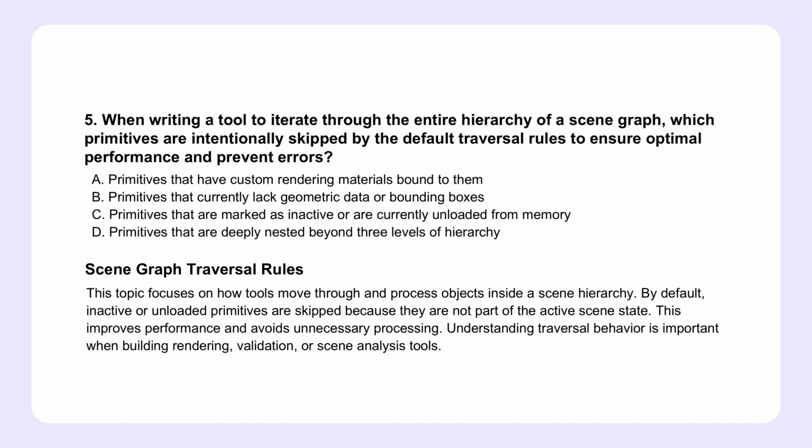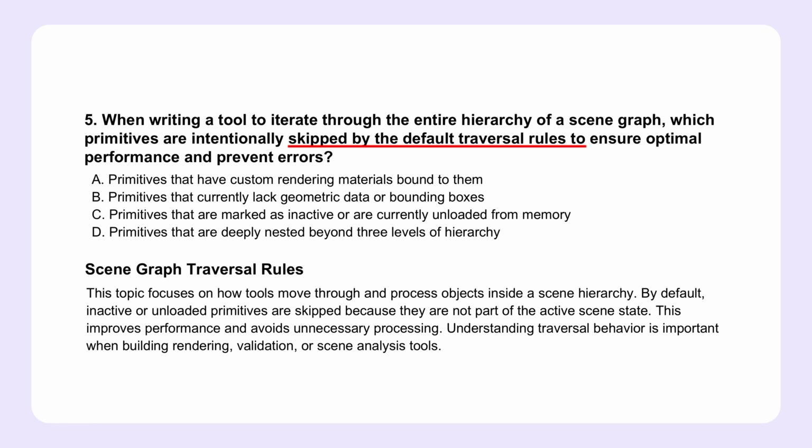Let's pivot slightly to navigation. Before we even get to flattening a scene, our software tools need to be able to navigate these massive hierarchies without freezing up. Right, which is no small feat. Definitely not. Question 5 explores traversal rules. When writing a tool to iterate through the entire hierarchy of a scene graph, which primitives are intentionally skipped by the default traversal rules to ensure optimal performance and prevent errors? Okay, what are our choices?